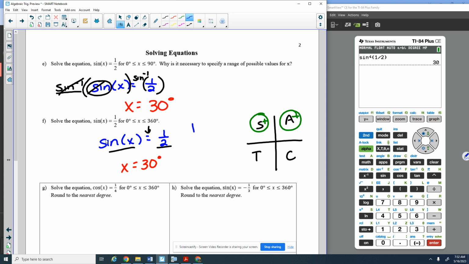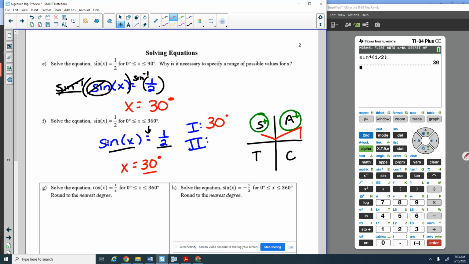Our calculator is a function calculator, so for each input, we plugged in 1/2 to the sine inverse function, it's only going to give me one output, in this case 30, but I need to think about the fact that there are other answers. So I put down quadrants 1 and 2, because that's where my answers are going to be. Now, 30 fits in quadrant 1. We know 30 is in quadrant 1.